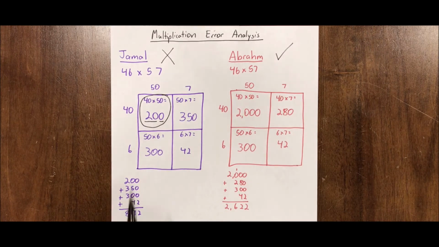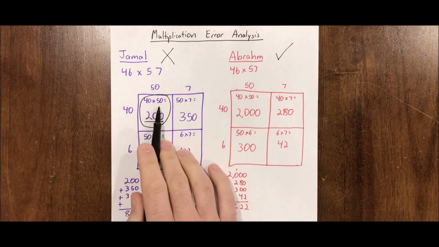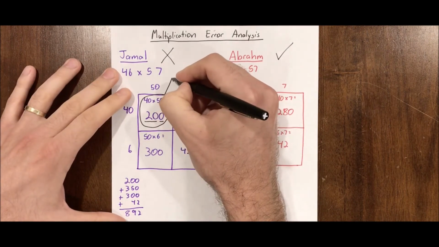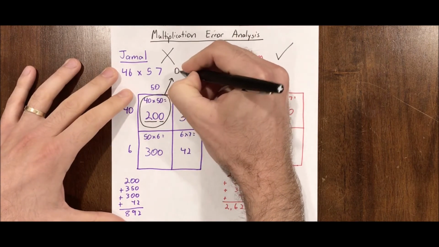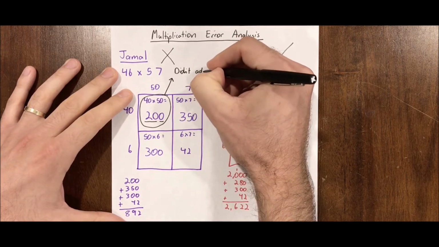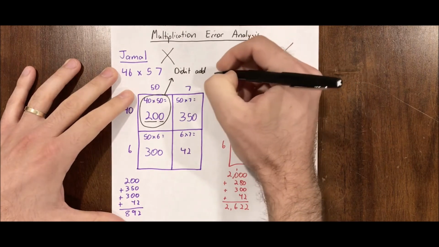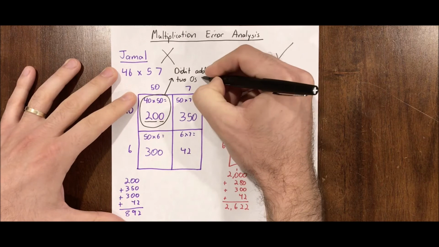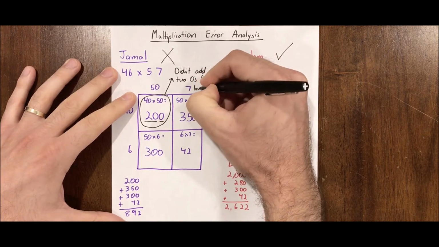Yeah, he's multiplying 4 tens are 40 and 5 tens are 50. Tens times tens means we're going to have hundreds. So we have to add 2 zeros to show that place value. So I'm going to go ahead and make a note for us here so we can remember the mistake that he didn't add 2 zeros for hundreds.